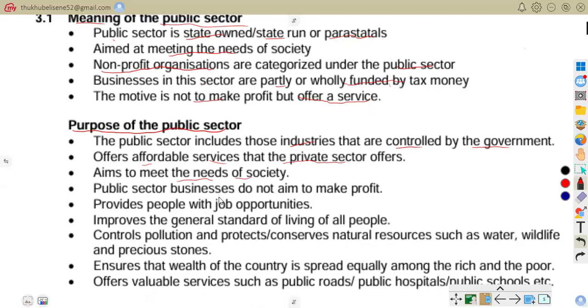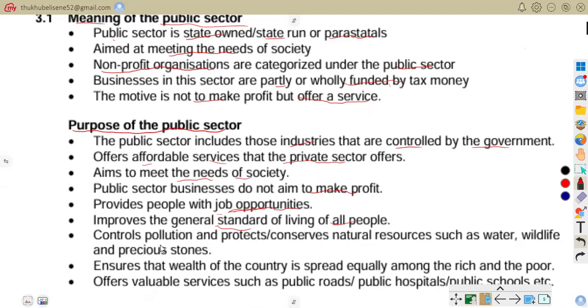Public sector businesses do not aim to make profit. The focus is service delivery. It provides people with job opportunities and employs many people. We talk of teachers, police officers, and nurses. It improves the general standard of living of all people, so it helps people live better lives.